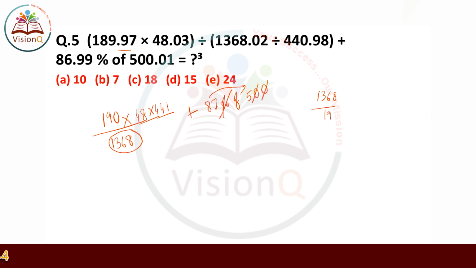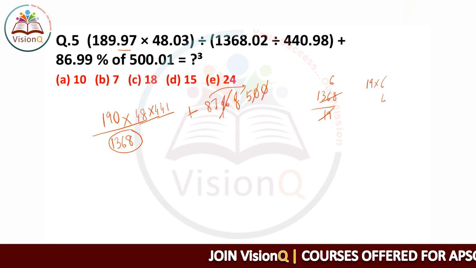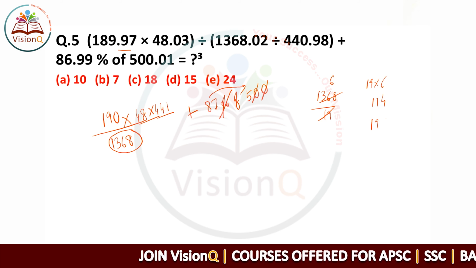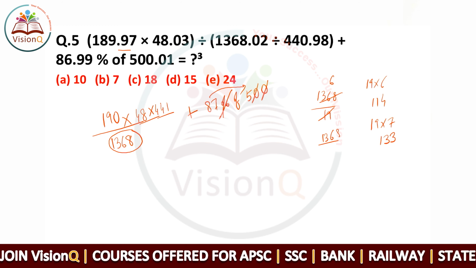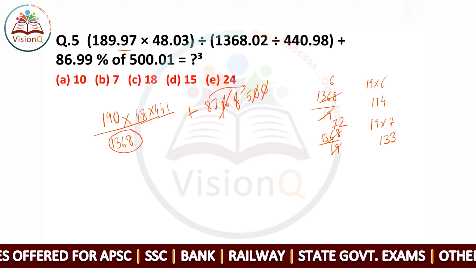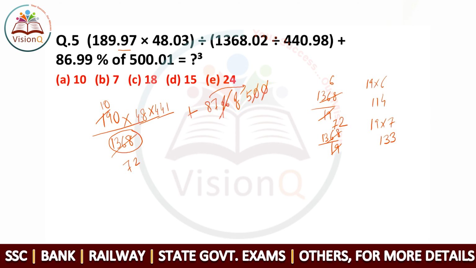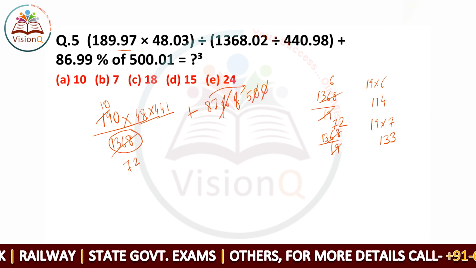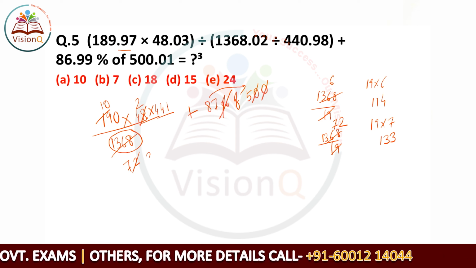So if I can divide by 19 here, 19 6s are 114. 19 7s are 133. So if I divide 1368 by 19, 19 7s are 133 and 19 2s are 38. That means this number is divisible by 19. 72, and 19 10s are 190. Again, out of 48 and 72, 24 is their HCF or highest common factor. 24 2s are 48 and 24 3s are 72.